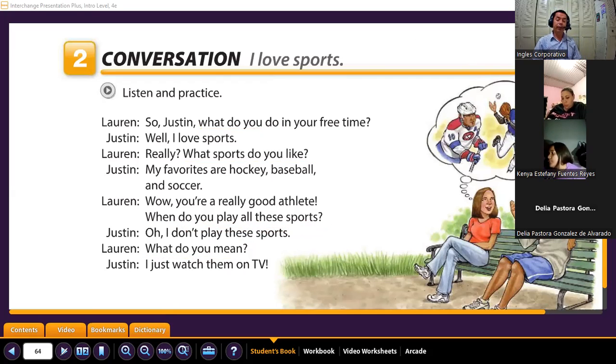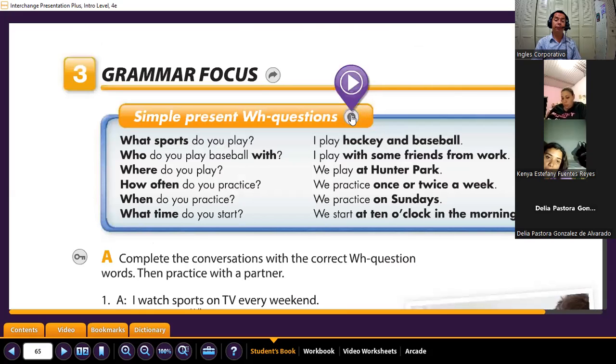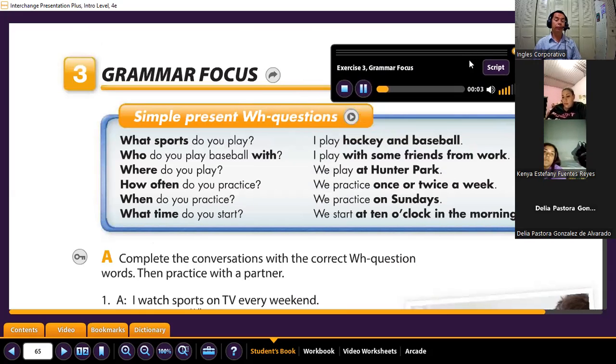Okay, very good. Now, listen, please, and watch. Page 65, Exercise 3, Grammar Focus. Simple Present WH Questions. What sports do you play? I play hockey and baseball. Who do you play baseball with? I play with some friends from work. Where do you play? We play at Hunter Park. How often do you practice? We practice once or twice a week. When do you practice? We practice on Sundays. What time do you start? We start at 10 o'clock in the morning.